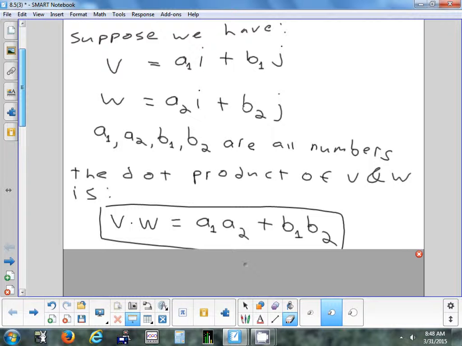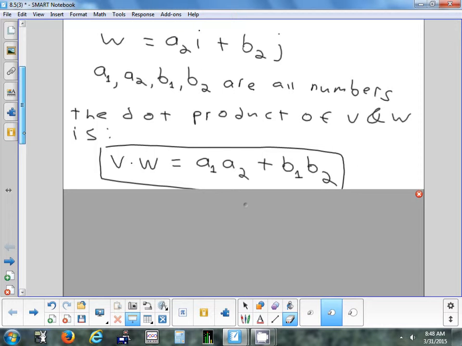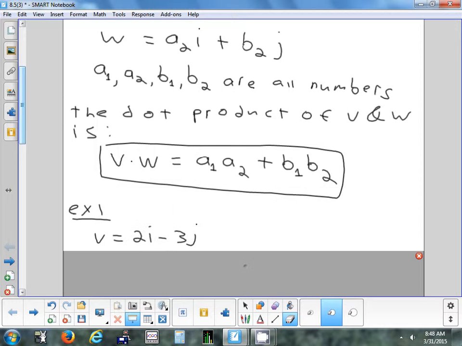Now there's another way we can multiply vectors, and that's with a cross product. We can't do cross product yet because cross product only applies to 3D vectors, which we'll do tomorrow. But if we have some time, we'll talk a little bit about cross product. But today we're going to focus on dot product.